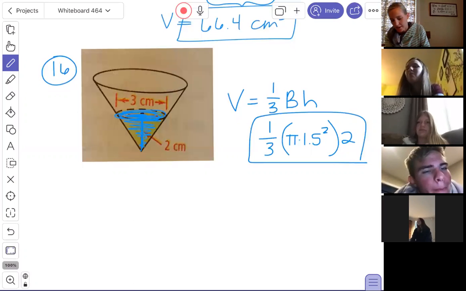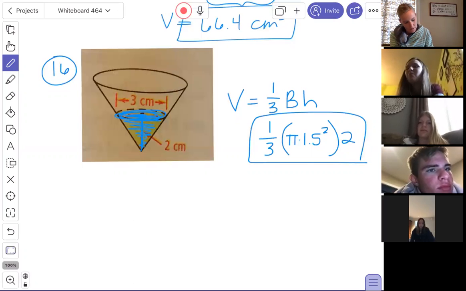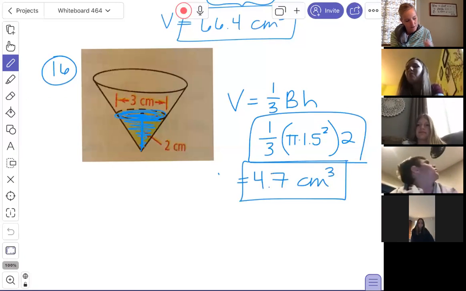So you would just plug that in. So 1/3 times pi times 1.5 squared times 2. That comes out to 4.7, and that's cubic centimeters again. Okay.